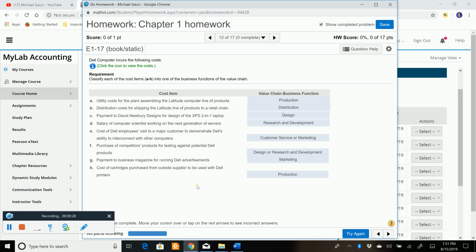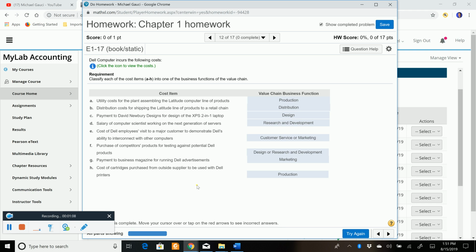So the first question I wanted to go over after the multiple choice questions is more of a matching column. Basically in this particular exercise, we have a cost item given to us on the left-hand side, and what we need to do is classify each of these cost items into one of the value chain business functions. In the value chain that we took a look at in this chapter, we've got the different areas of the value chain.